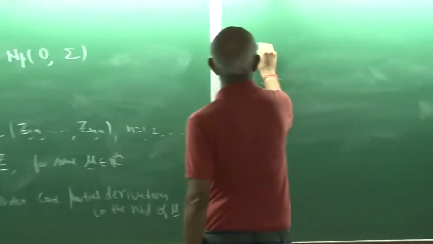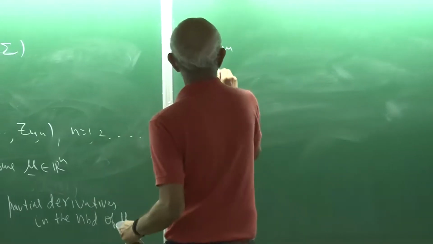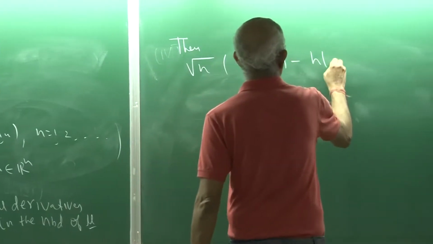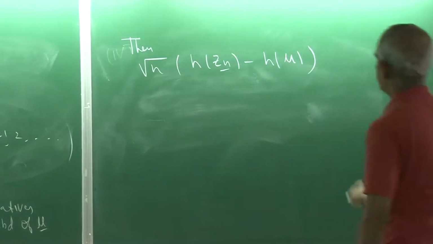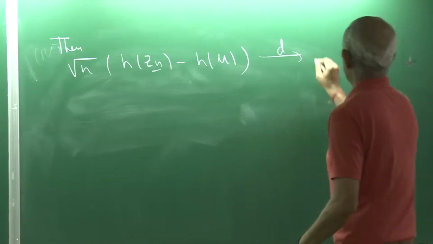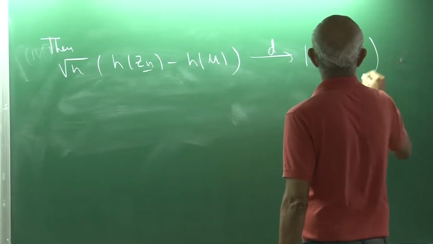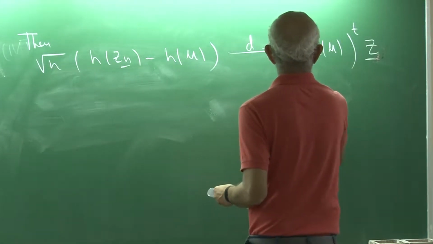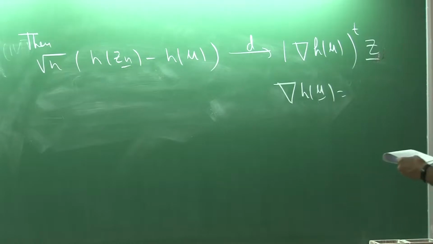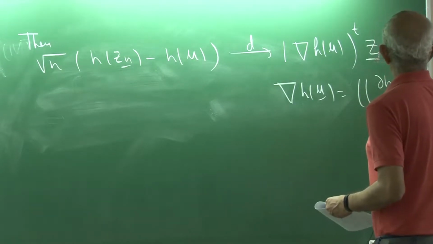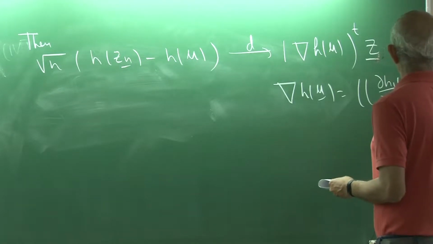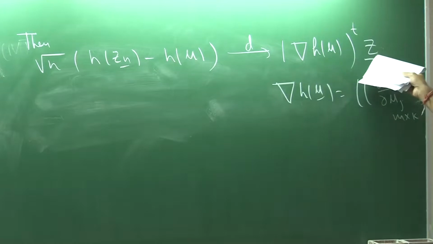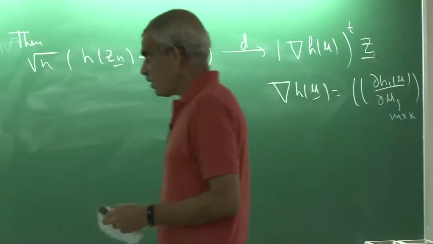Then root n (h of Zn minus h of mu) will go in distribution to the divergence of h at mu, transpose, times Z. And what is this matrix of divergence, which is nothing but del? So this is a matrix of partial derivatives, del h_i(mu) by del mu_j, which is of the order k cross m. So this is k cross m, and m cross 1, you get a k cross 1. So this is the delta method.